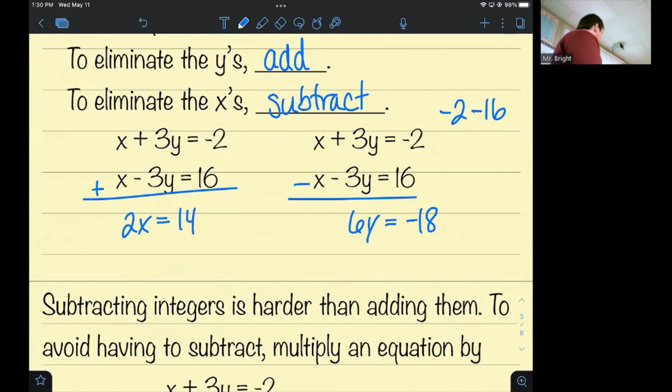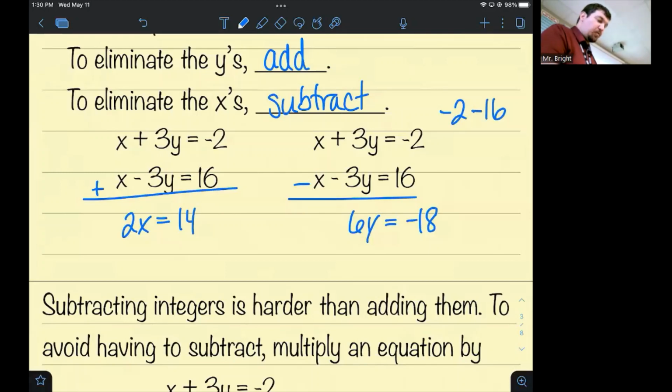Yeah, Shane. Yes, where they have to be the same or opposites in order to eliminate them. Yeah, and that's what I'm saying. Like, not every question is going to have both of them already set up that way. Okay.